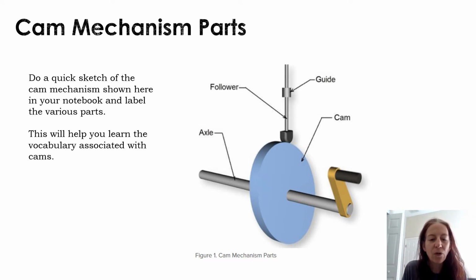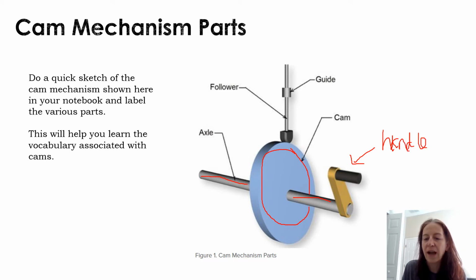So we do have several pieces of the cam. This part right here is the actual cam itself. And you'll notice the one in this picture is circular, but if you watch the video, which you were supposed to do, you'll know that not all cams are circular. The piece that goes through the hole in the cam, that is the axle. And then this part here, we would typically refer to as the handle. This is the part that you would actually grab and turn with your hand.